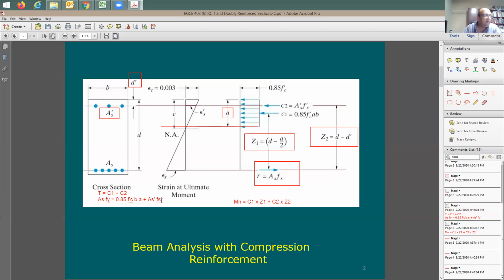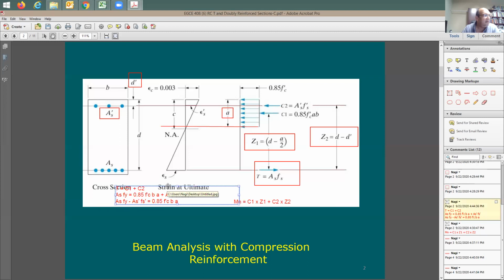You need to come back here and work on your equation and say As times Fy minus As prime times fs prime equals 0.85 f'c times b times a. Am I correct? Yes? Are you guys following me? All right. So in this case, you can solve for a.